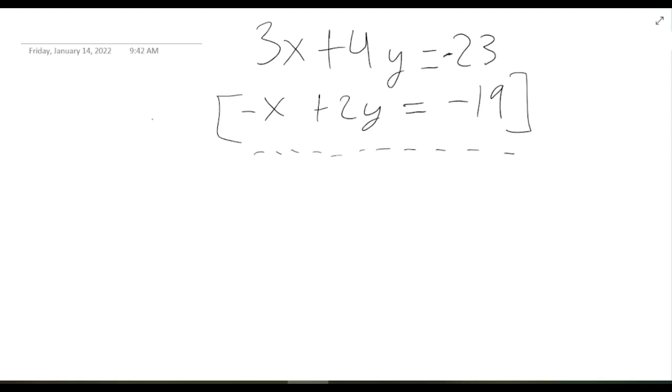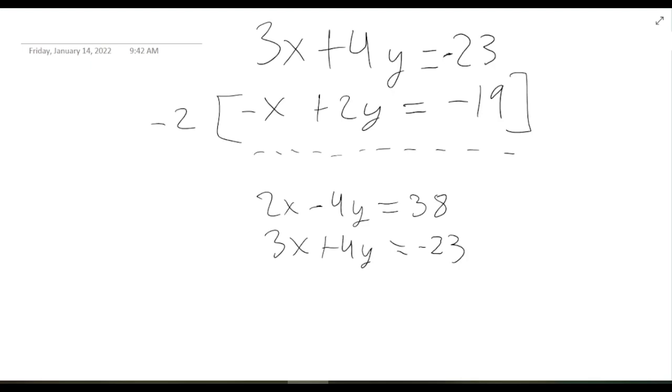So negative 2 times negative x gives us 2x. Negative 2 times 2y gives us negative 4y. And negative 2 times negative 19 gives us positive 38. Okay, now we can bring in this top equation and bring it all the way down. So we can rewrite 3x plus 4y equals negative 23. And now that we have all our equations lined up, we can just add them straight down.